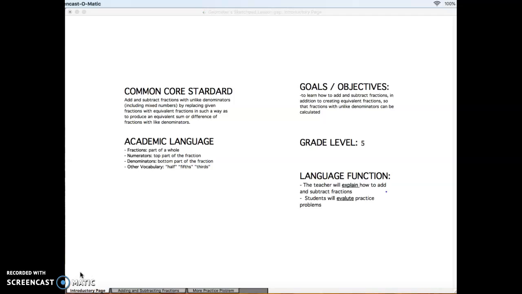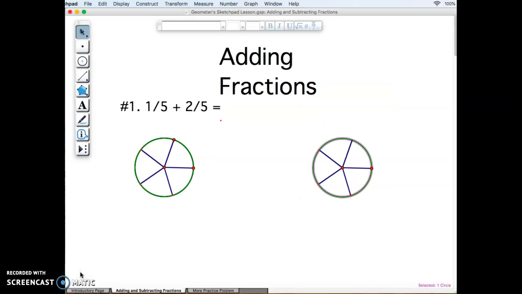In this lesson, I will be explaining how to add and subtract fractions, and hopefully my students will be able to evaluate practice problems after I explain this lesson. So first, we're going to start with adding fractions. So here we have 1/5 plus 2/5.